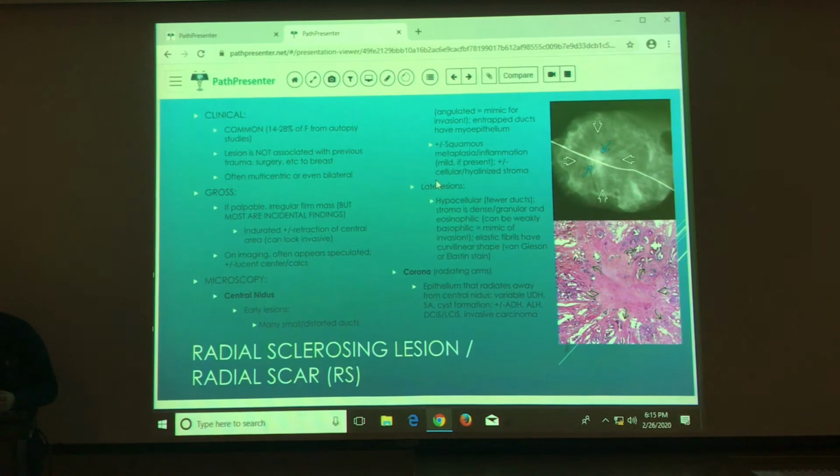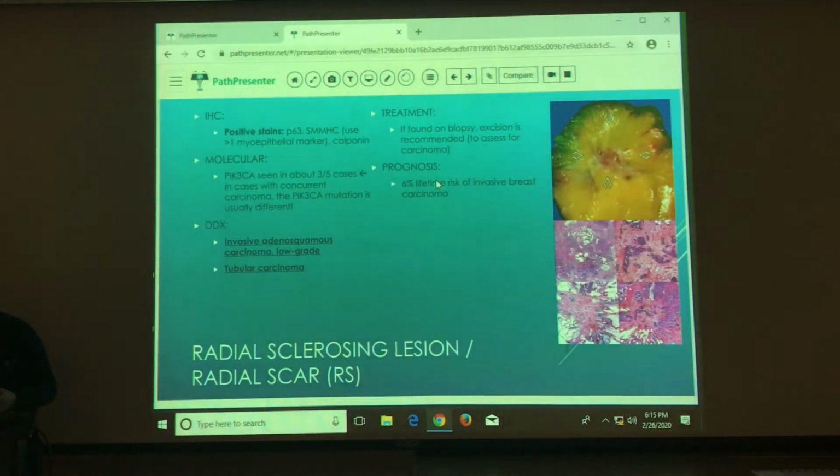Most of these are incidental: they're looking for calcs, and then they get a radial scar. And once they have a radial scar, they have to go back and take it out. Why? Because they tend to have angulated lesions. They can be associated with anything, so we want to make sure there's not some invasive carcinoma sitting around on the outskirts. Usually it's not that a radial scar becomes carcinoma; it's more that carcinoma starts encompassing a radial scar.